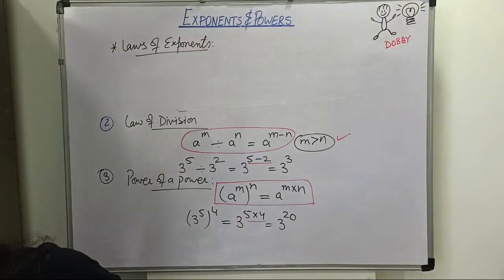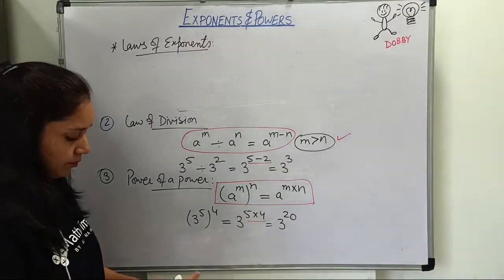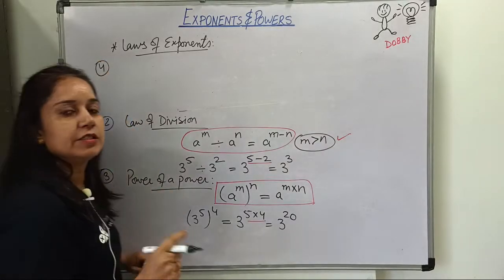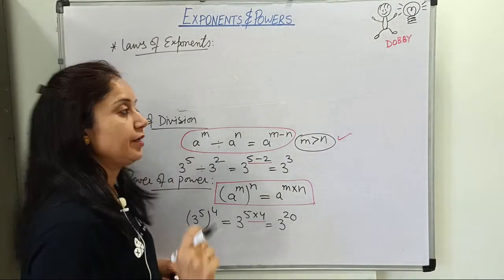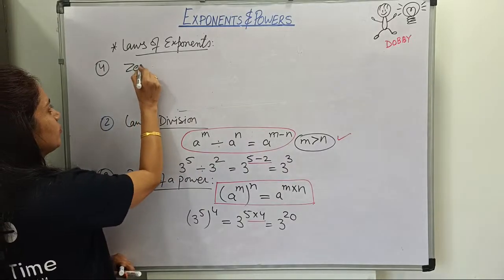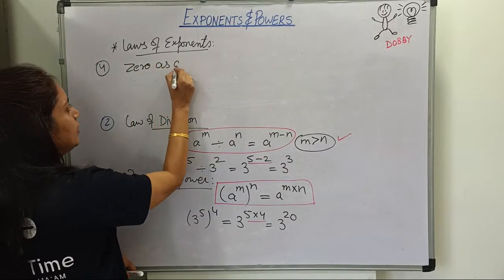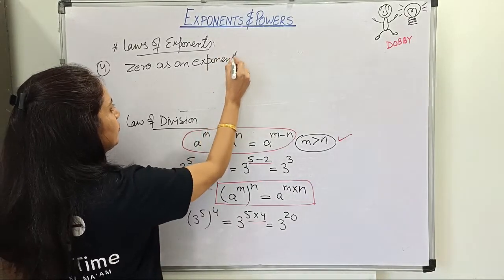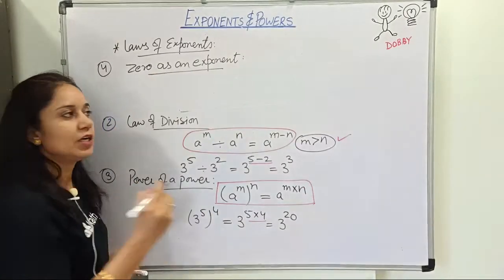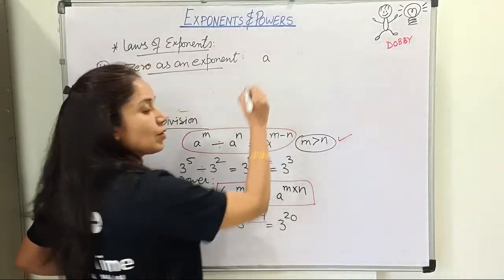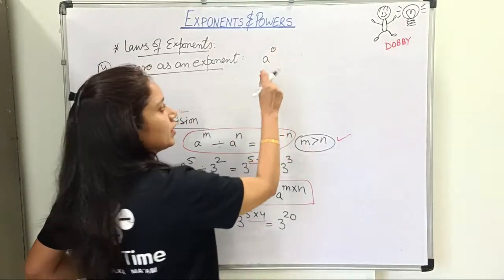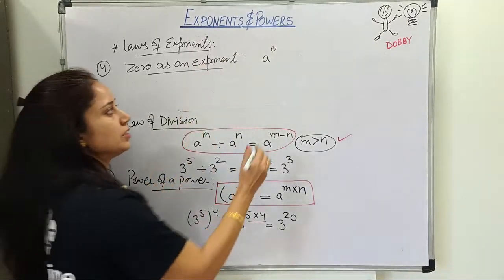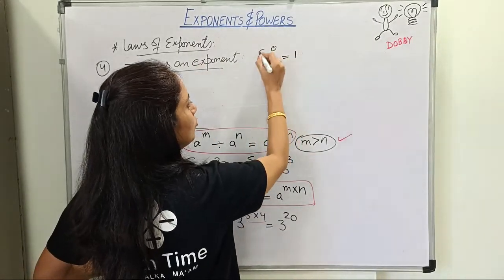Okay, the fourth law is zero as an exponent. Write down: 0 as an exponent. You are having a rational number a and its power is 0. A raised to the power 0. A rational number with the power 0 is equal to 1.